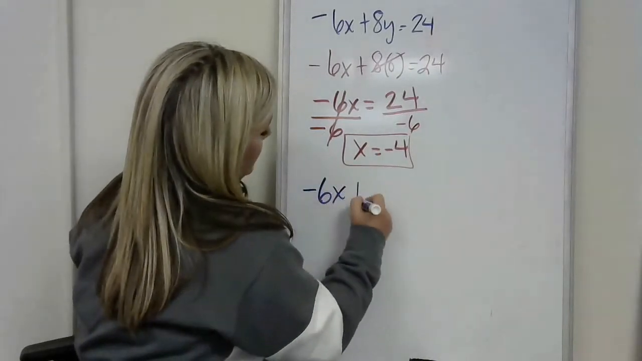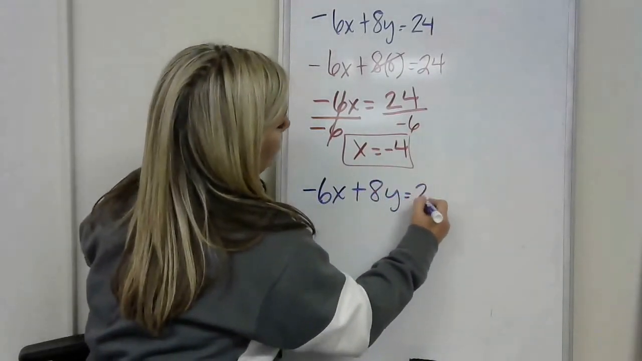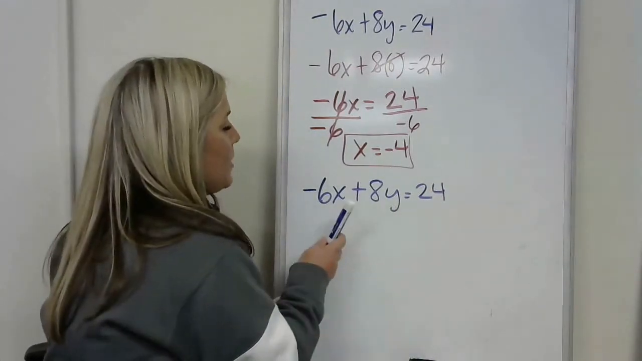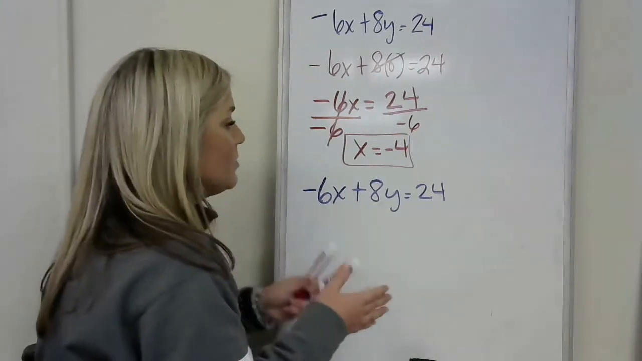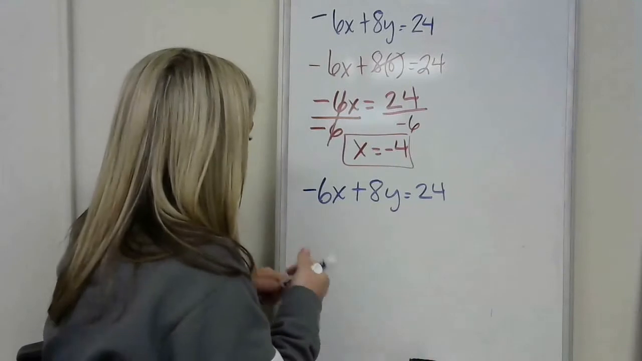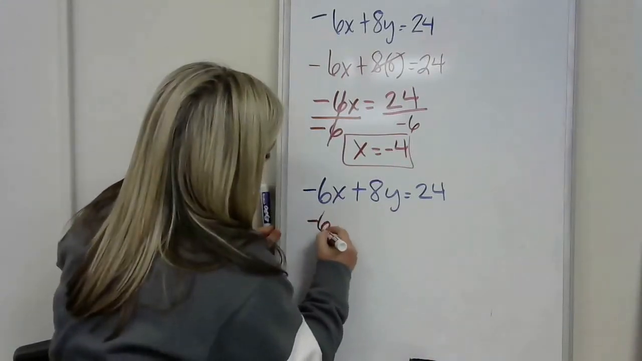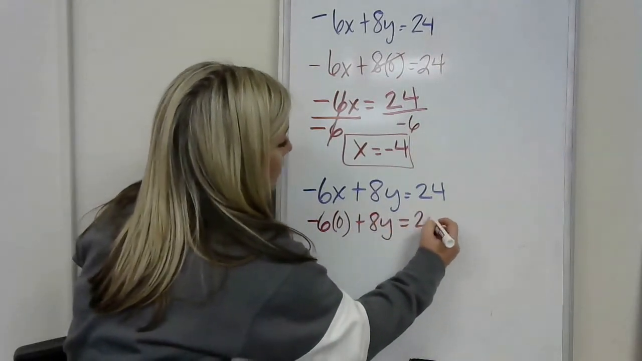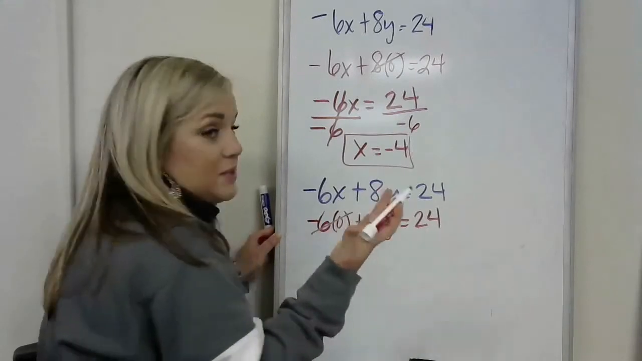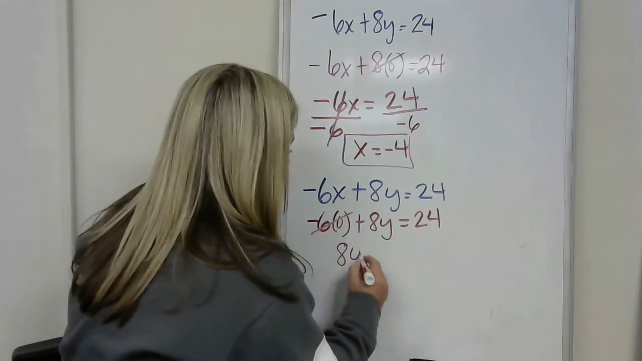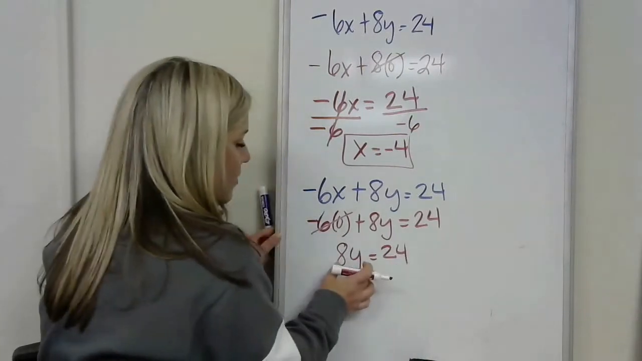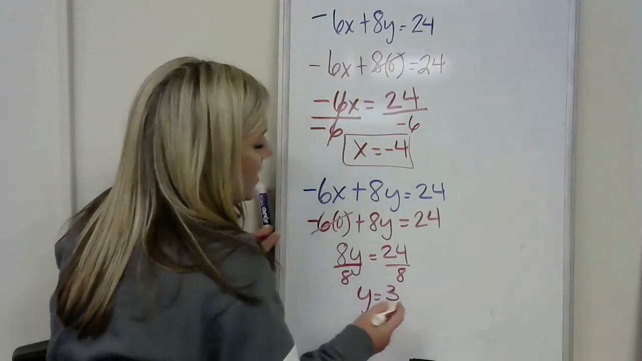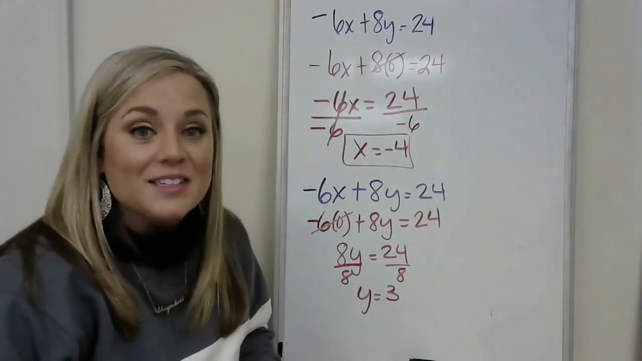Negative 6x plus 8y equals 24, okay? Now, instead of plugging in 0 for y, I'm going to plug in 0 for x, because that'll tell me where it crosses the y-axis. So, rewrite my equation: negative 6 times 0 plus 8y equals 24. Anything times 0 is 0, so now we're left with 8y equals 24. I have to get rid of the 8, so I'm going to divide by 8, and y equals 3. So this line would cross the y-axis at 3.